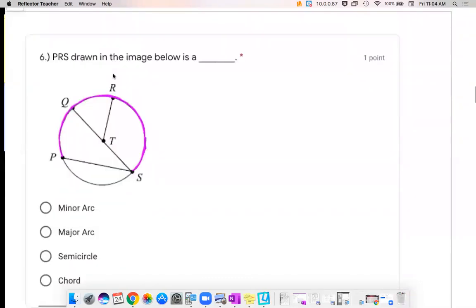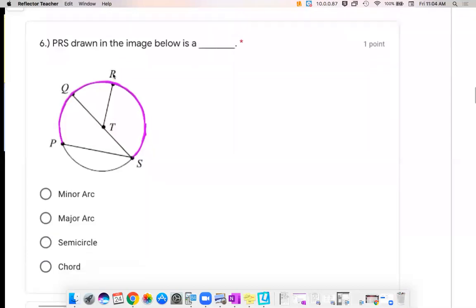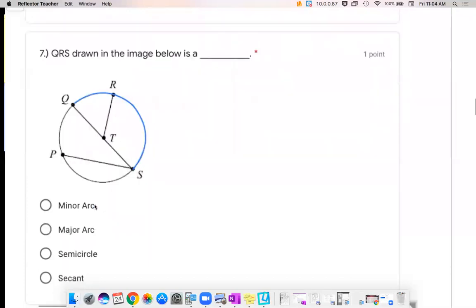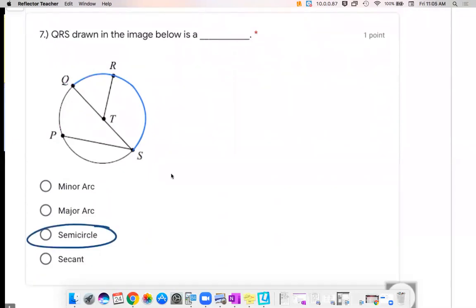Okay, this one, PRS below is a what? Now this definitely is an arc that has a degree bigger than 180, so this one is a major arc instead of a minor arc. Arc QRS drawn in the circle below is a what? So that one is exactly 180 degrees, so that actually makes it a semicircle instead of a minor arc or a major arc.